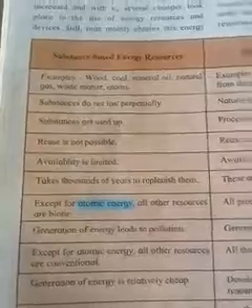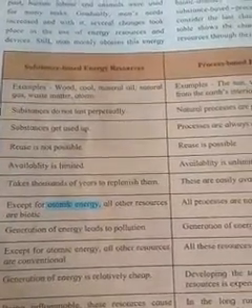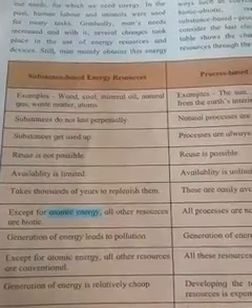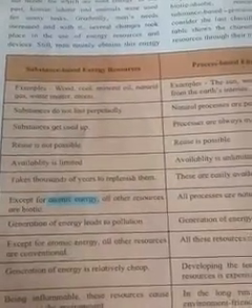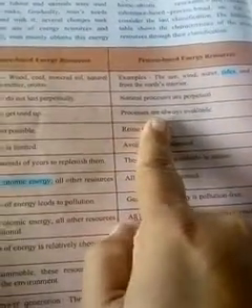What is the difference between these two types of energy resources? Substances do not last perpetually. Natural processes are perpetual. That means substances do not last perpetually, while natural processes are perpetual. Substances get used up. In substance-based energy, the substances are used up, but the processes are always available. In process-based energy, the process takes place.